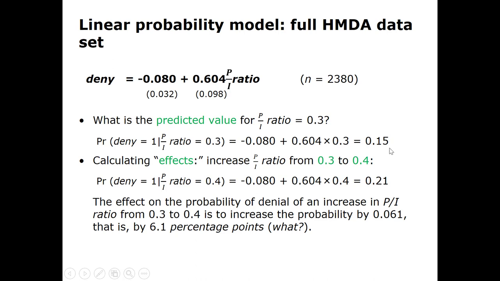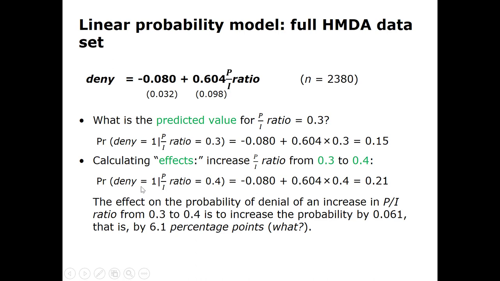But given the simple model, the probability of denial for a person with a PI ratio of 0.3 is basically very low. Now, what if we want to calculate the effect of a change in PI ratio rather than just predict the value? In that case, for calculating the effects, we need to use two values of PI ratio. Say we take a person with 0.3 and a person with 0.4, or just two values. So let's say my PI ratio increased from 0.3 to 0.4, what's the probability of denial then?